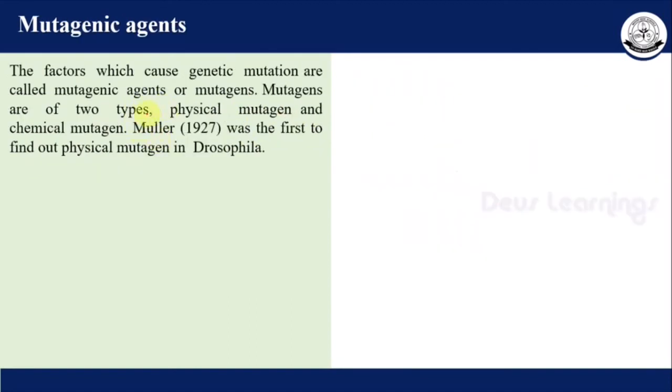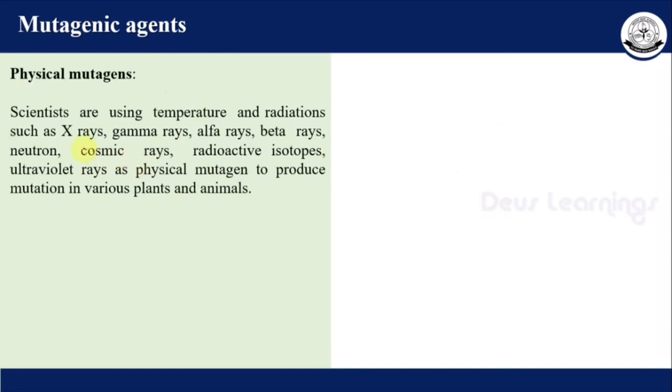Then mutagenic agents next. Okay, mutagenic agents are those agents which cause mutation. So first time it was studied by Muller in 1927 in Drosophila using physical mutagen. Okay, so physical mutagens, for example, temperature and radiation such as X-rays, gamma rays, alpha rays, beta rays, neutrons, cosmic rays, radioactive isotopes, ultraviolet rays are used as physical mutagens to produce mutation in various plants and animals.